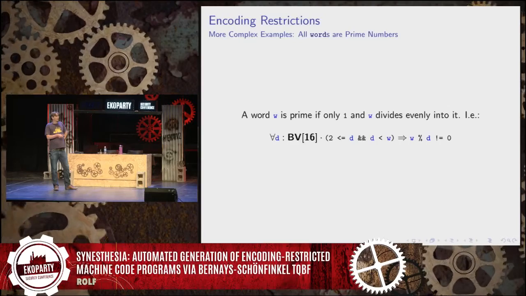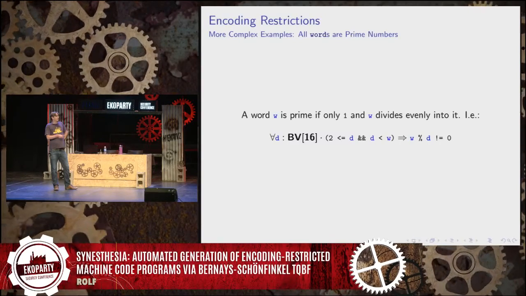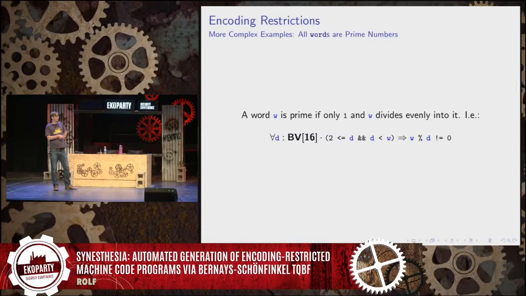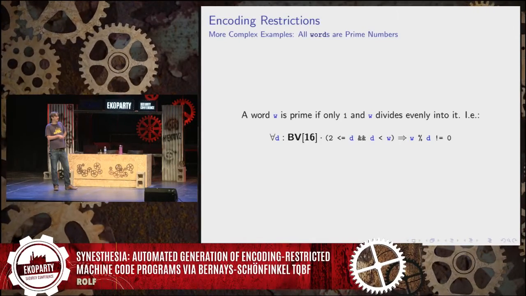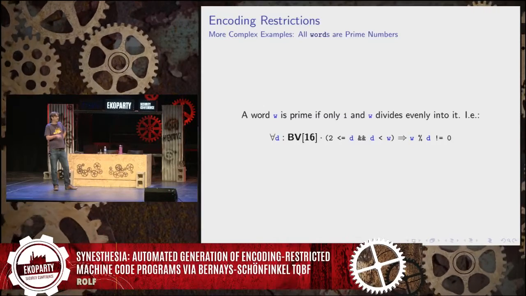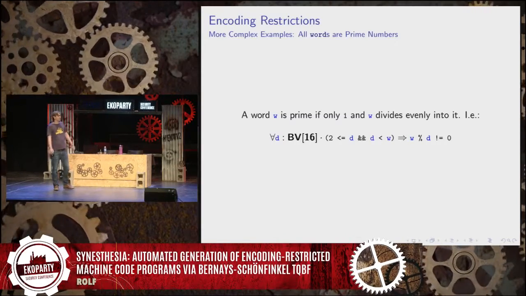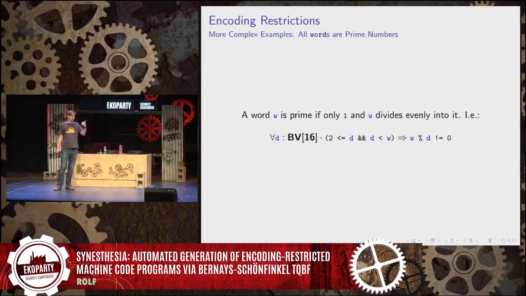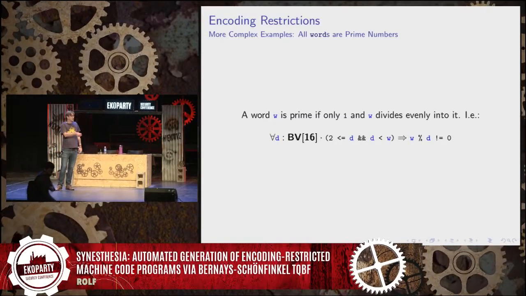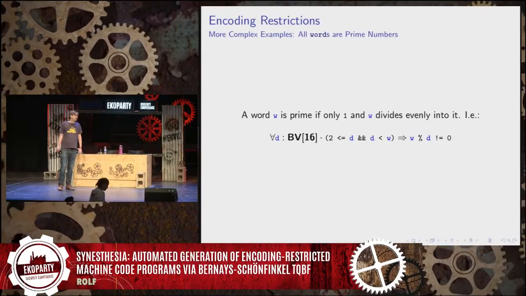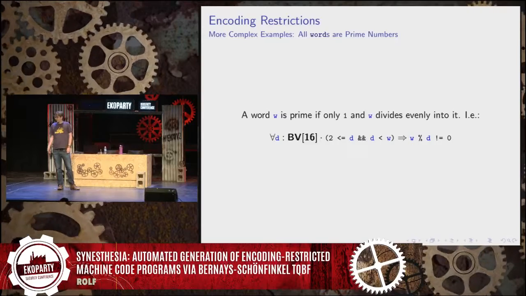So for any word in our shellcode, for all 16-bit values between 2 and the word, if we divide the word by that value, the result is not equal to 0. That's the same thing as primality. The only thing that divides into a prime number is 1 and the number itself. So if D is between 2 and the number, then it cannot divide evenly into the word.